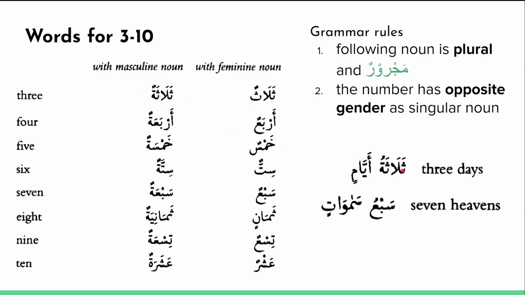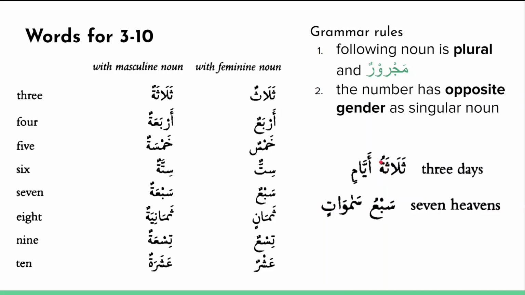So the way to say 3 days in Arabic is thalathatu ayyamin. Thalathatu ayyamin. So what we're actually doing here is we're using the possession construction. So thalathu acts like the possessed.